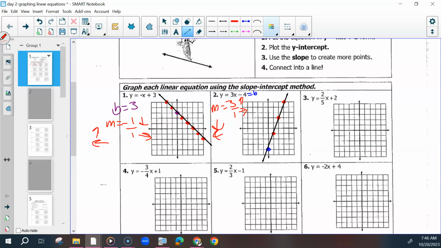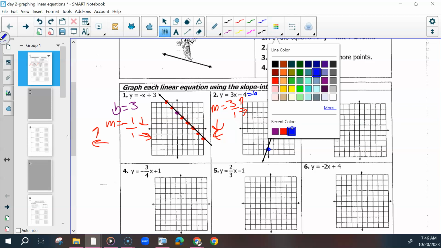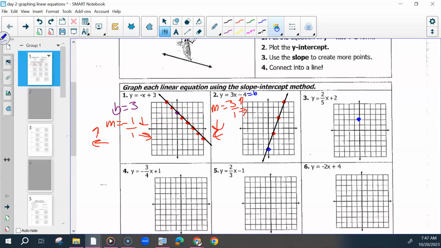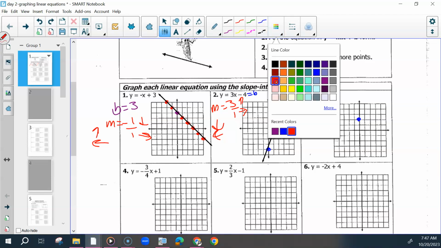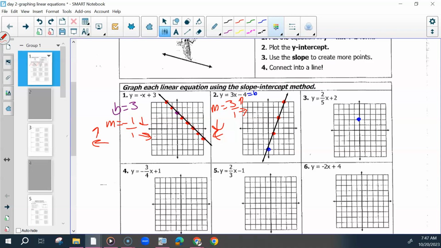For the next one, y-intercept is 2. Put a point at 2. And our slope is already a fraction, so we don't need to put it over 1. It's positive, so same directions as last time. For the 2/5, we can go up 2 and to the right 5, or down 2 and to the left 5.